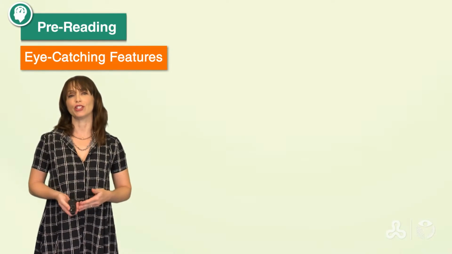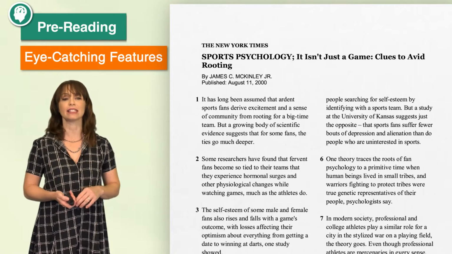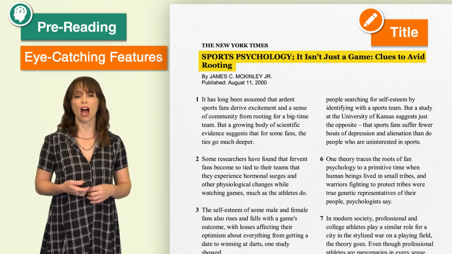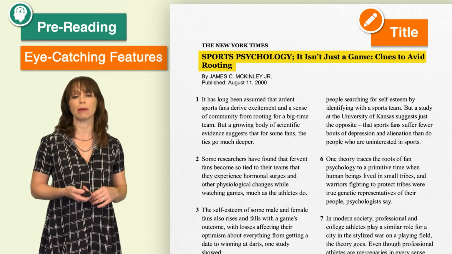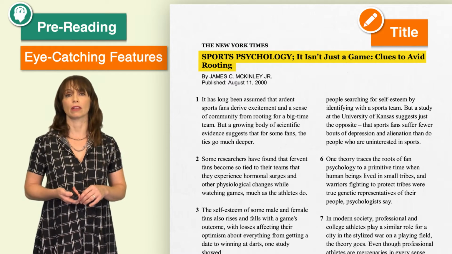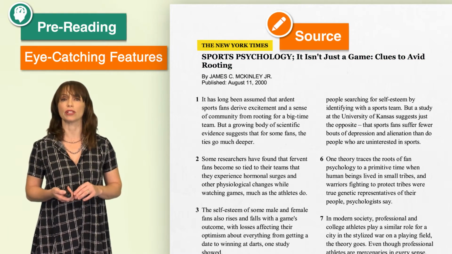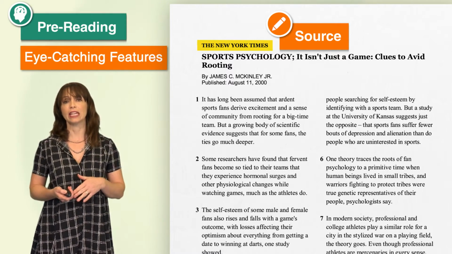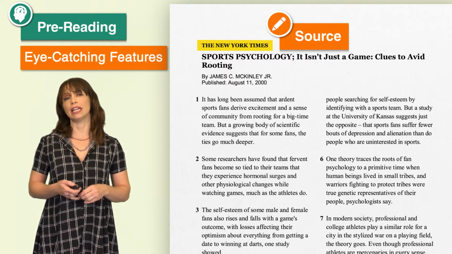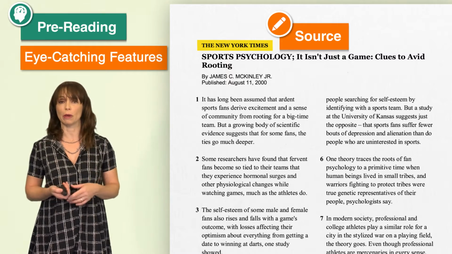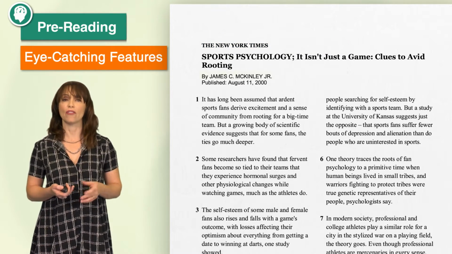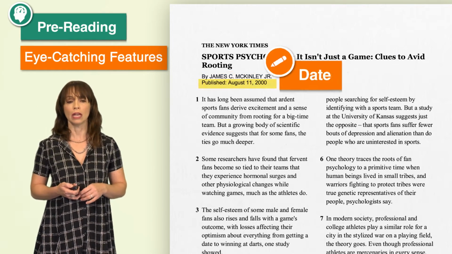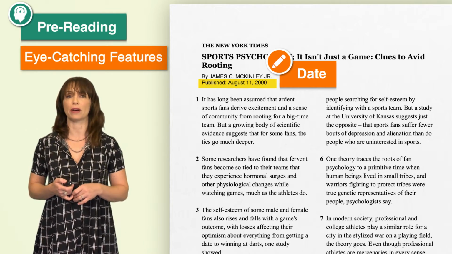So, the eye-catching features. Let's see what eye-catching features our text has. Of course, the first thing is the title, the most important thing. It says here, sports psychology. It isn't just a game. Clues to avid rooting. Then, of course, we have the source. We have the source in this text at the top of the text and also at the end of the text. It's taken from the New York Times. So again, it is an article in a newspaper. We also have the author's name. As you can see here, James C. McKinley Jr. It was published in the year 2000.